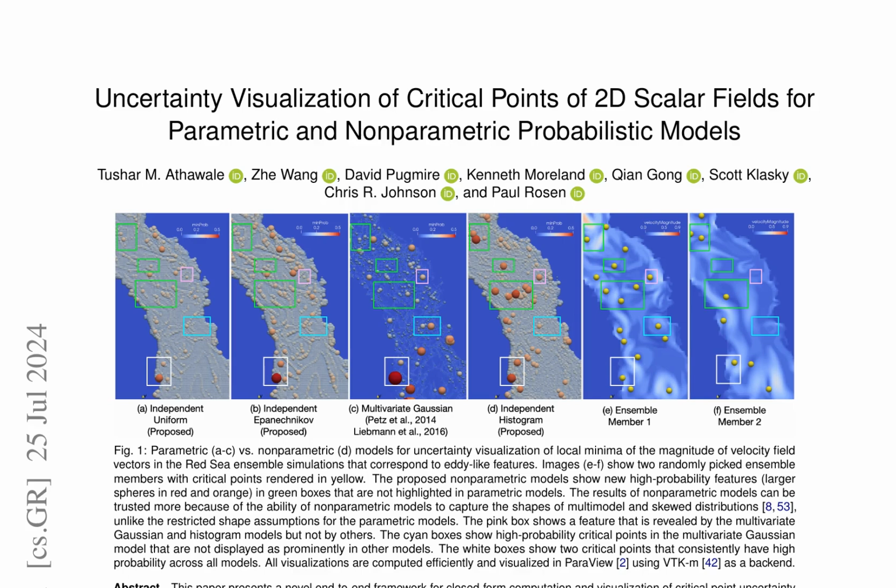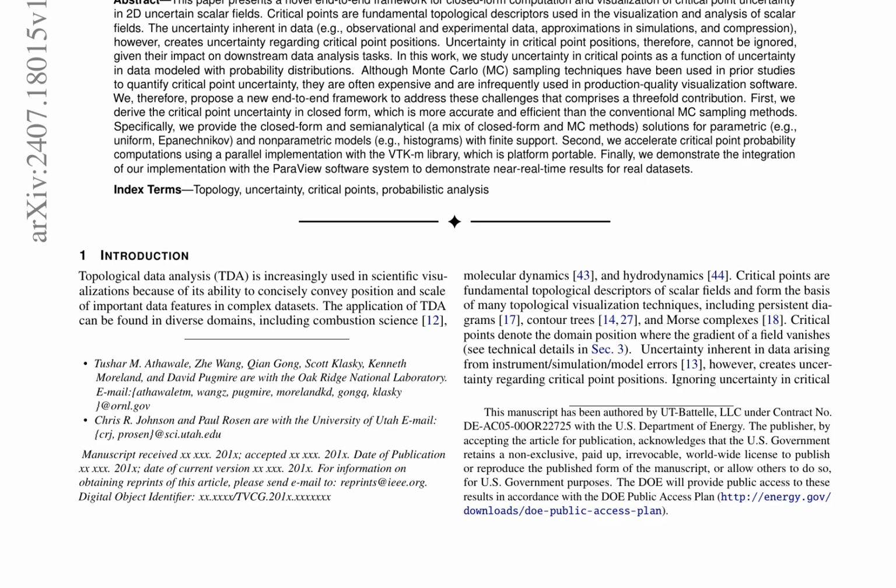The paper presents a novel end-to-end framework for closed-form computation and visualization of critical point uncertainty in 2D uncertain scalar fields. Critical points are fundamental topological descriptors used in the visualization and analysis of scalar fields, but uncertainty in data creates uncertainty regarding critical point positions. The proposed framework addresses this challenge by deriving critical point uncertainty in closed form, accelerating critical point probability computations using a parallel implementation with the VTK-m library, and demonstrating integration with the ParaView software system.